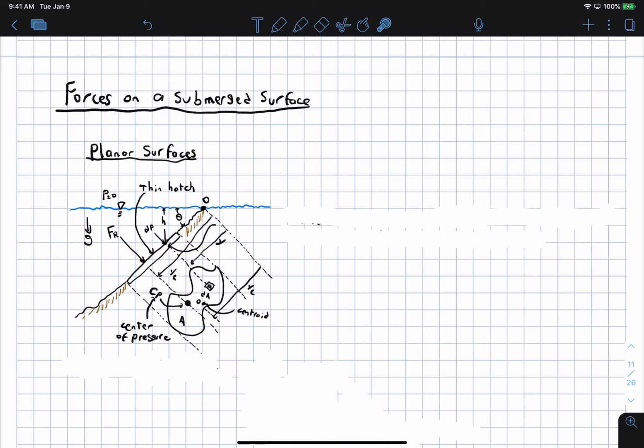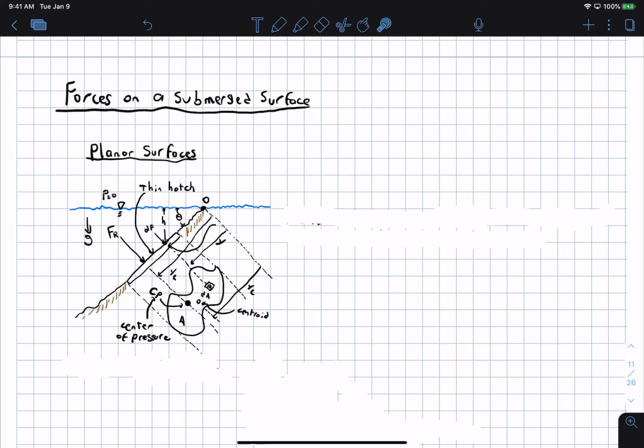And so the geometry here is that we have the surface of the water here. It doesn't have to be water, but it's usually water. It's at atmospheric pressure. Remember, that's what the triangle with the three little lines means. We have a thin hatch over here, and essentially what we're going to do is integrate the pressure forces acting on the surface of this hatch to find the net force on the hatch.